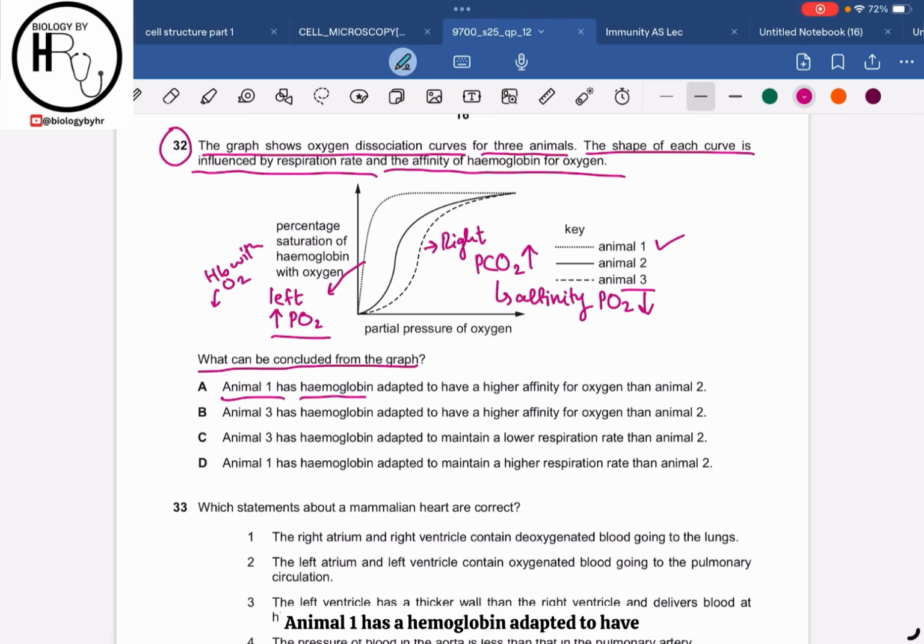Animal 1 has a hemoglobin adapted to have the higher affinity for oxygen than animal 2. This is true because the left hand shift of the hemoglobin dissociation curve is when the partial pressure of the oxygen is high, and when the partial pressure of the oxygen is high, the hemoglobin is better adapted to the oxygen, right? It has higher affinity for the oxygen, so hence the correct answer over here would be option A. Now let's understand the other options as well, that why they are not the correct options.